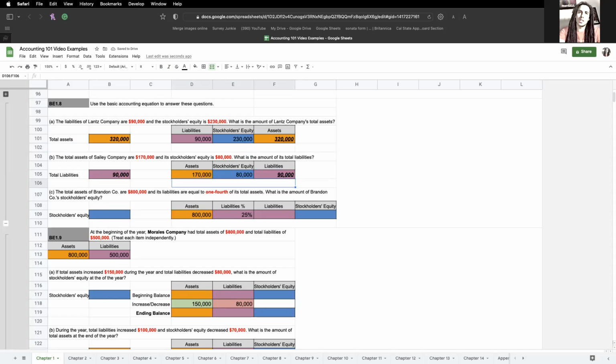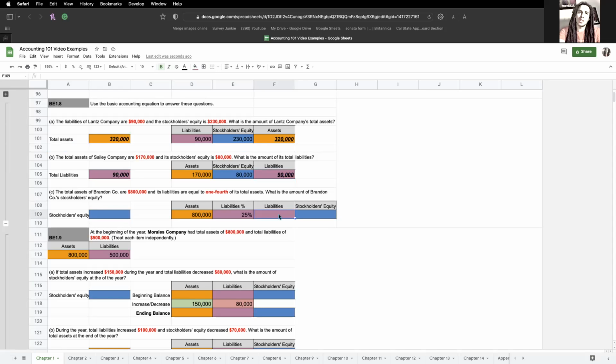So essentially what's happening with the equation here is we know our assets on the left side and we know the stockholders' equity on the right side. But what we don't know yet is the liabilities. So in order to rearrange the equation, we take the stockholders' equity to the other side on the left and take that away from the assets to find the missing liabilities.